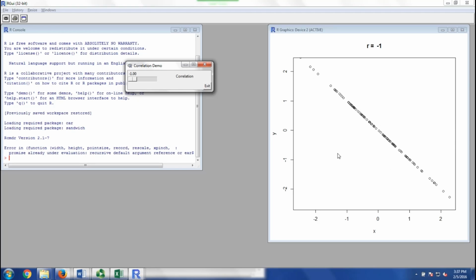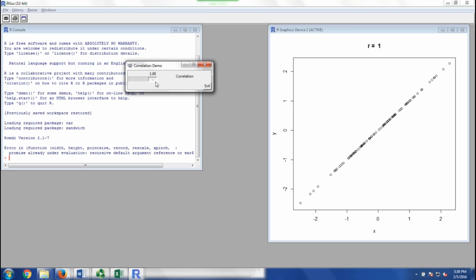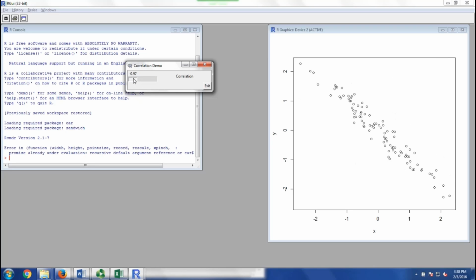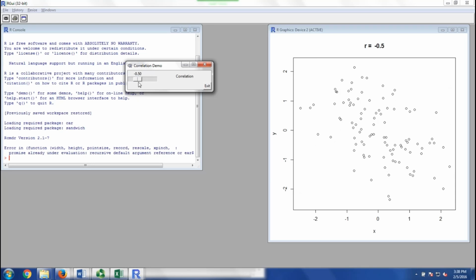So correlations range from 1 to -1. And they're only good at detecting linear relationships. Here's a perfect positive, here's 0, or 0-ish, and here's a perfect negative, and everything in between is how we get our correlation coefficient. It characterizes the strength and direction of association between two quantitative variables.